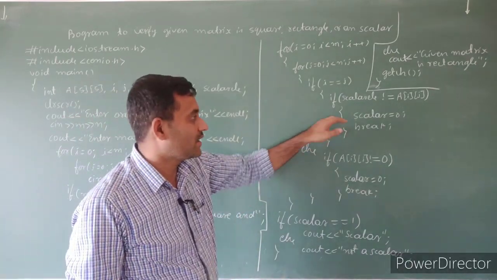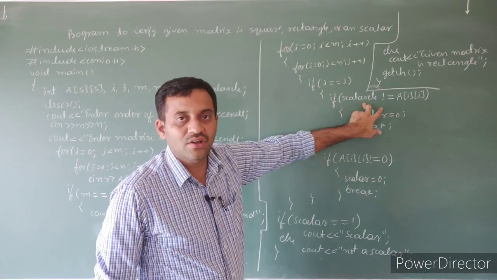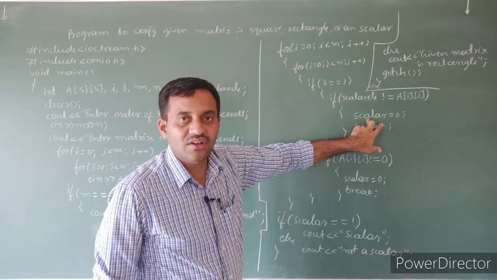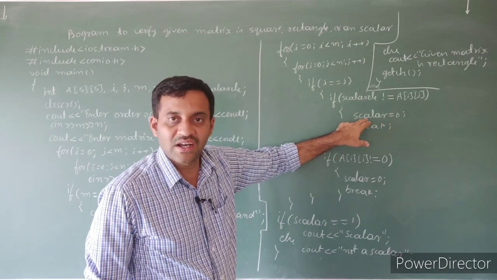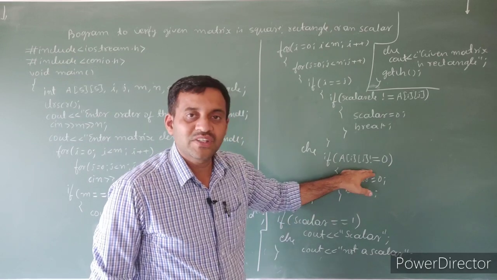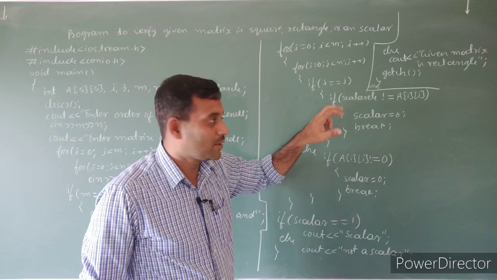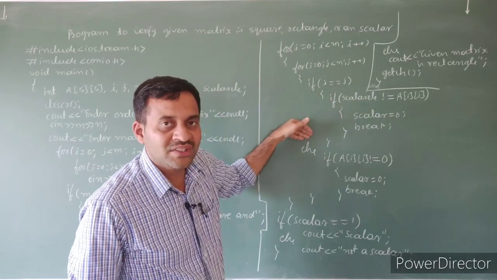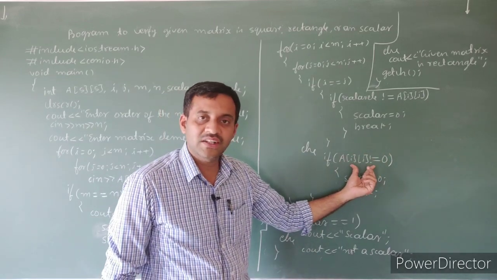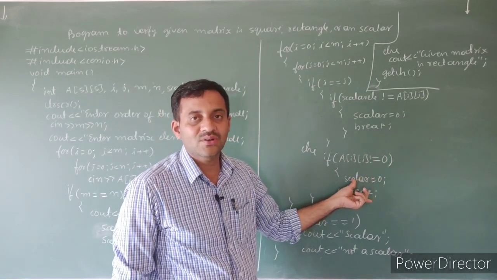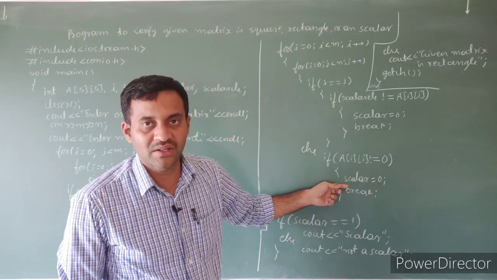Using this technique, here initialize scalar equals 1. If this condition is true, scalar elements are not equal, then our assumption is wrong. How to say it is wrong? By assigning the 0 value to the temporary variable scalar. Then other than principal diagonal elements, if i equals j, it represents only principal diagonal elements. If this condition is false, it represents other than principal diagonal elements. If other than principal diagonal elements are not equal to 0, then also our assumption is wrong. So assign the 0 to the scalar variable.